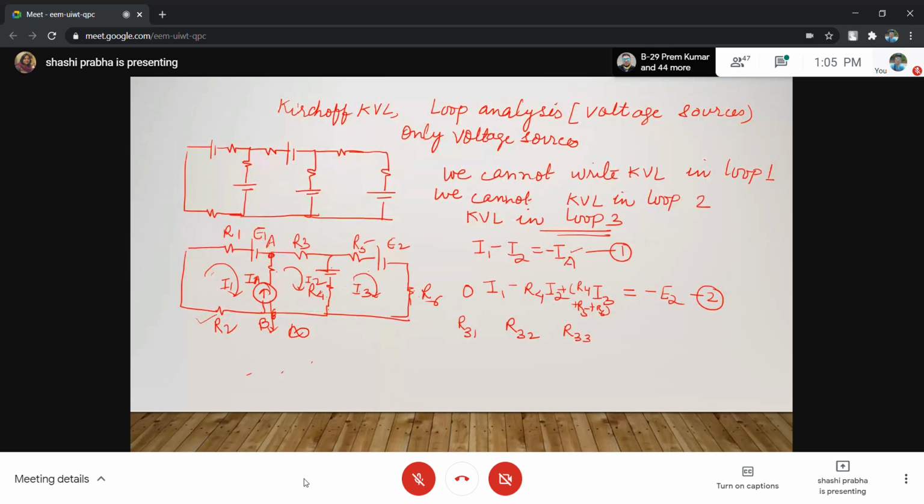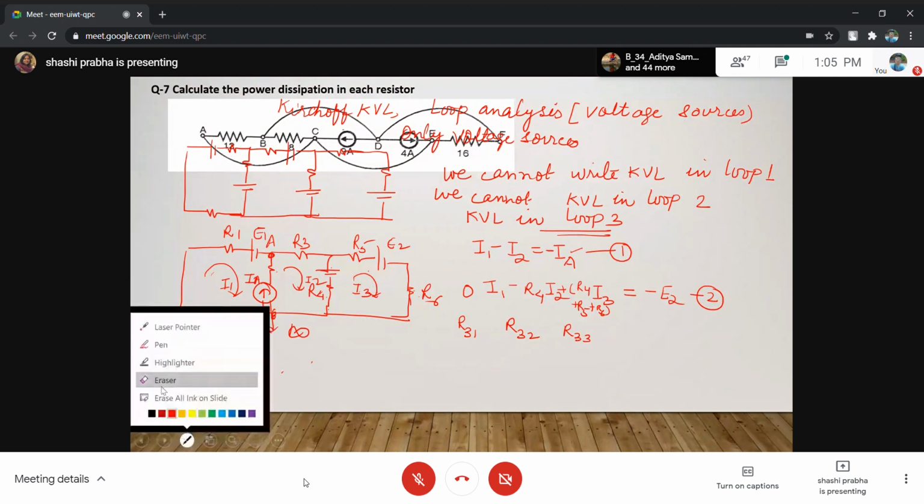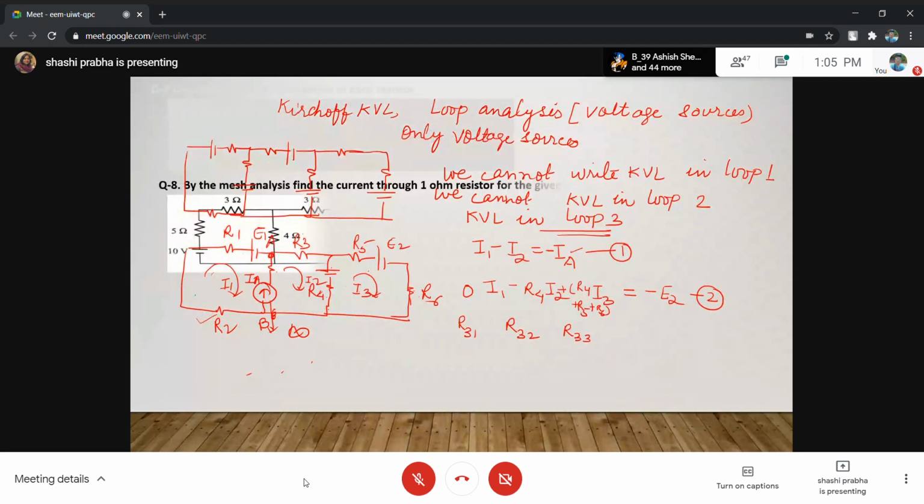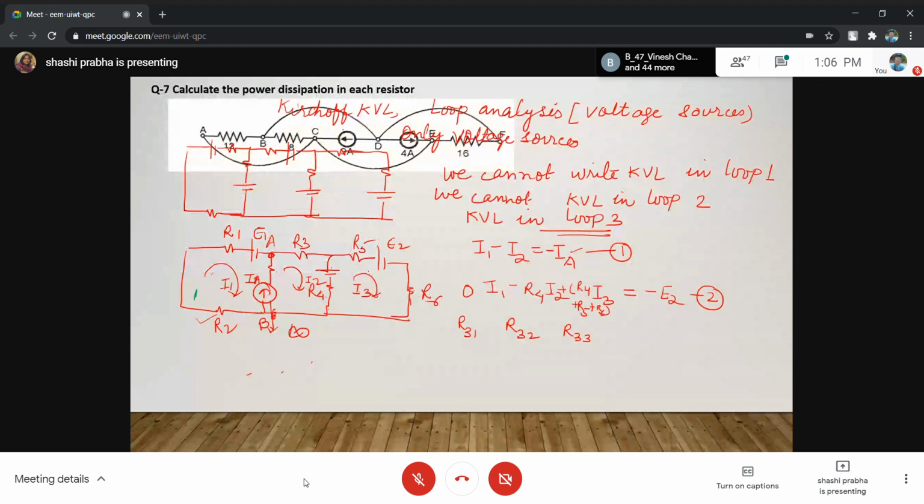One more equation we will get by combining. If a single loop is ruled out, one more equation you will write by combining. Now you just combine. Let us combine this equation. Combine.